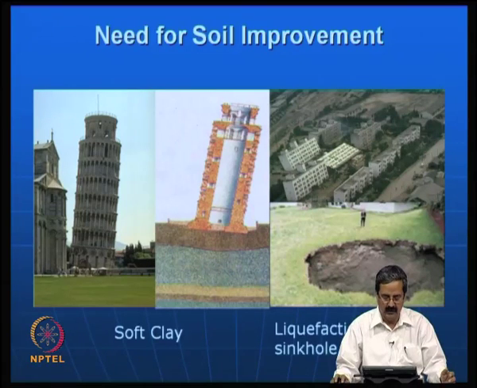Of course, we do not need to stress the need for soil improvement, because sites have become scarce for construction, and at the same time you need to improve the bearing capacity of the soils and get good performance from the foundation systems. This is the classical example of the leaning tower of Pisa, where the soil is soft. It is a classical case of a bearing capacity problem in which the differential settlement has exceeded the permissible limits.